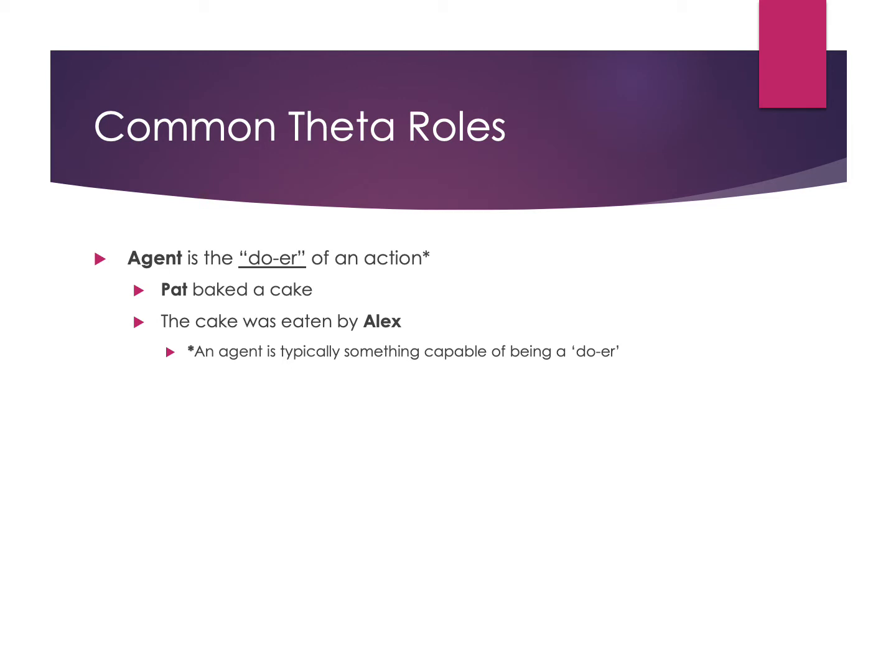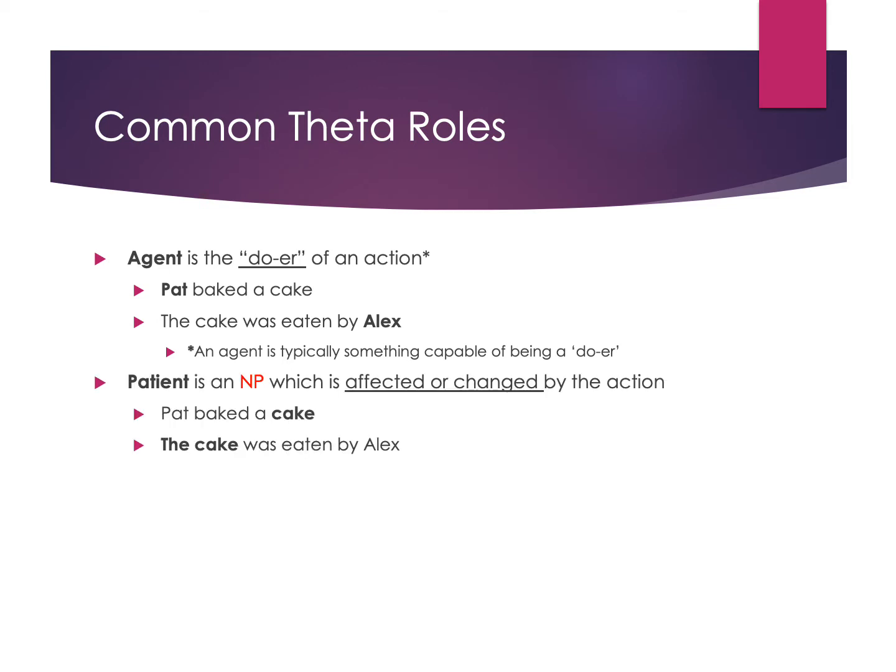Patients often go with an agent. Patients will always be a noun phrase, and this is something that is affected or changed by the action. So in the same sentences, Pat baked a cake. The cake is actually changed through the baking. So it starts as a batter and it ends up as a cake. There's some sort of change or being affected by the action itself. They're directly affected or changed. So the cake would end up being the patient here.